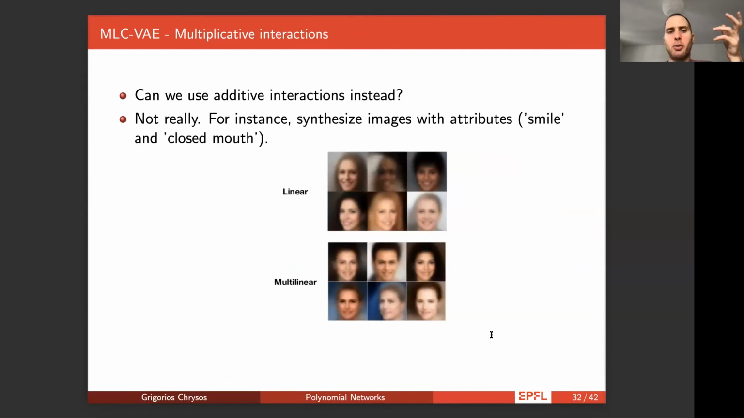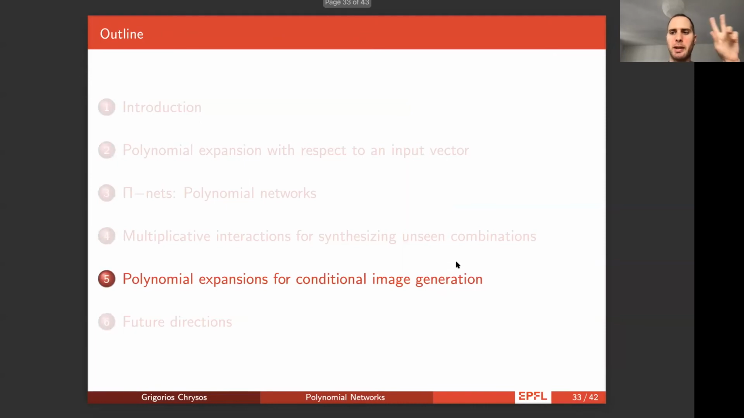And then one reasonable question is, could we use additive interaction and not multiplicative interaction? Well, it depends. But if the task is hard enough, the answer is no, because if we want to synthesize some attributes that have a correlation, for instance, smiling and closed mouth, it's hard to achieve that with a linear combination. As you can see, the images on the top might smile, but the mouth is not closed, while the ones in the bottom, with the proposed framework, are able to synthesize smile and closed mouth. And this was the second application that we published last year.